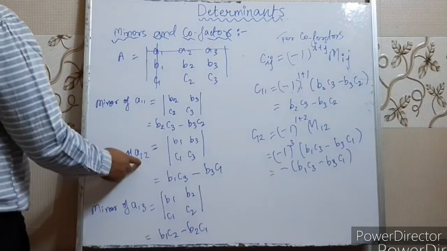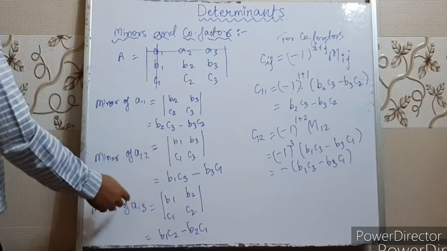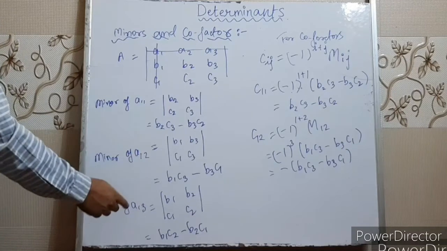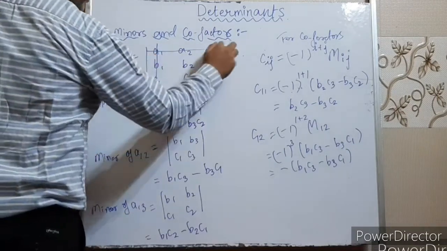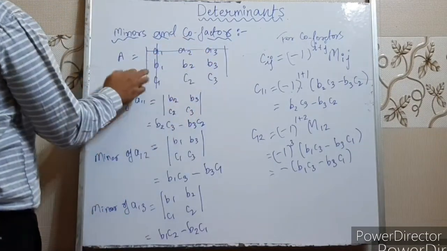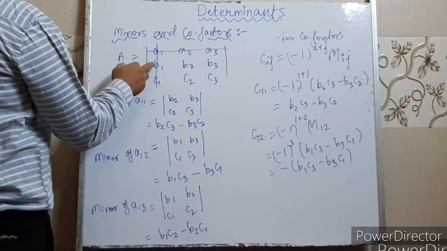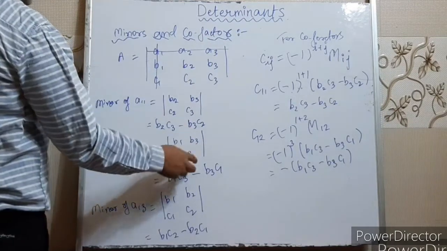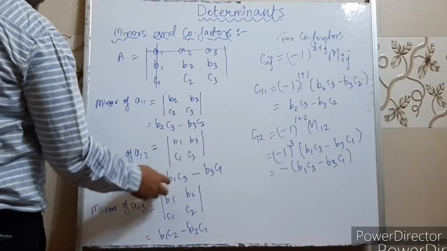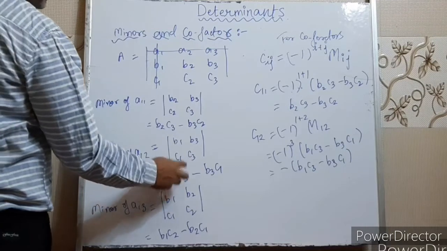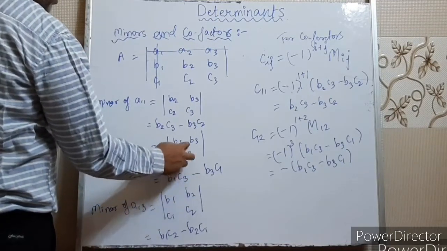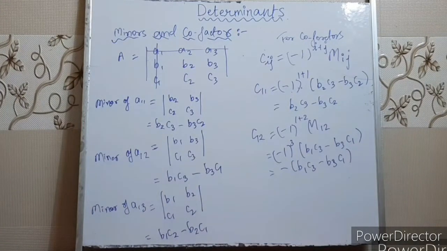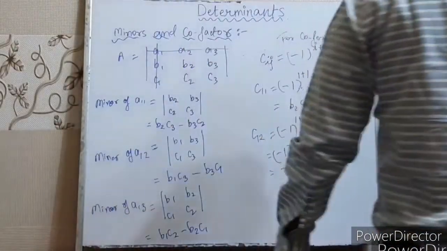Now, when we have to calculate the minor of A12, that means the minor of the element in first row and second column, we are going to leave this first row and second column. What elements will be remaining? B1, B3 and C1, C3. Right, children? So we represent it in determinant form. When you expand this determinant, you get B1, C3 minus B3, C1. Right? Similarly for the others.